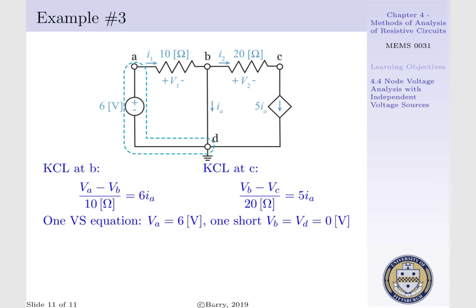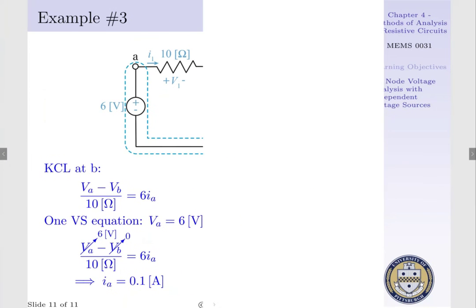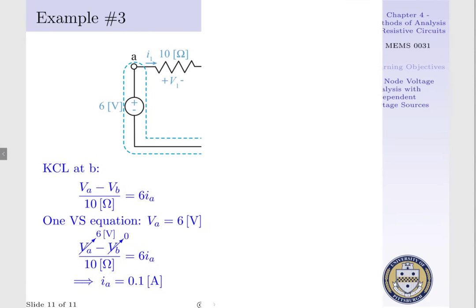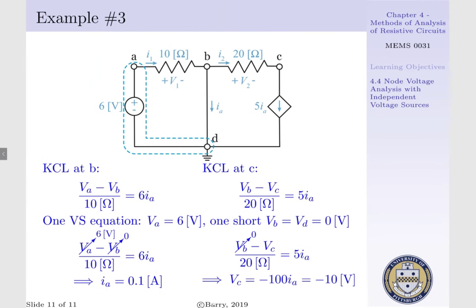Substituting these known values into our KCL equations, starting at B, we have VA, which is 6 volts, less VB, which is 0 volts, per 10 ohms is equal to 6IA, or IA is equal to 1/10 of an amp. Now moving to our KCL equation at node C, we would have VB, which is 0 volts, minus VC per 20 ohms is equal to 5IA, or VC is equal to minus 100 IA, or VC is equal to minus 10 volts.